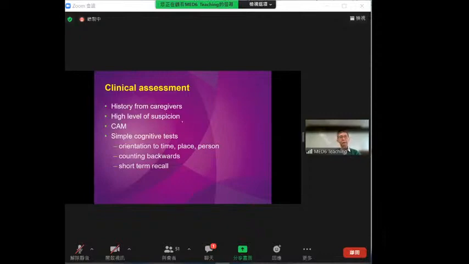But it's important to have a high level of suspicion, especially if the person is old and frail. Apply the CAM criteria, as I've mentioned. You can do some simple cognitive tests like orientation, counting backwards, and short-term recall.